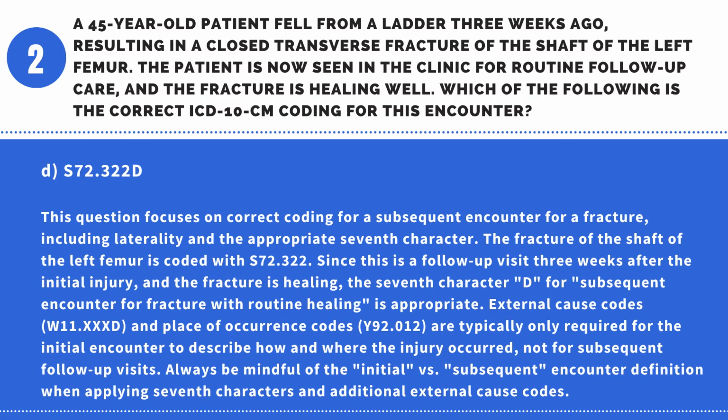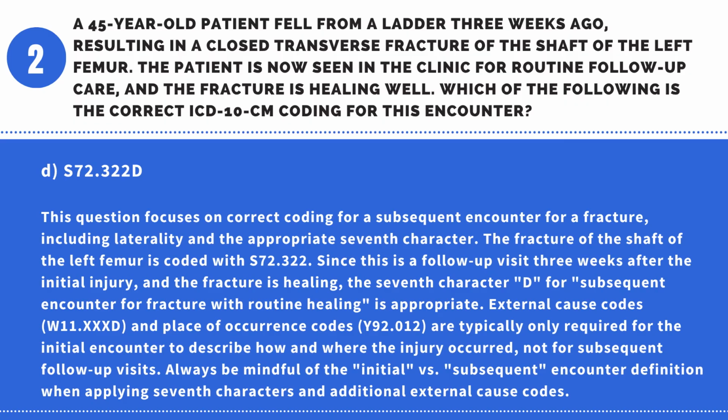Answer D. S72.322D. This question focuses on correct coding for a subsequent encounter for a fracture, including laterality and the appropriate seventh character. The fracture of the shaft of the left femur is coded with S72.322. Since this is a follow-up visit 3 weeks after the initial injury, and the fracture is healing, the seventh character D for a subsequent encounter for fracture with routine healing is appropriate.